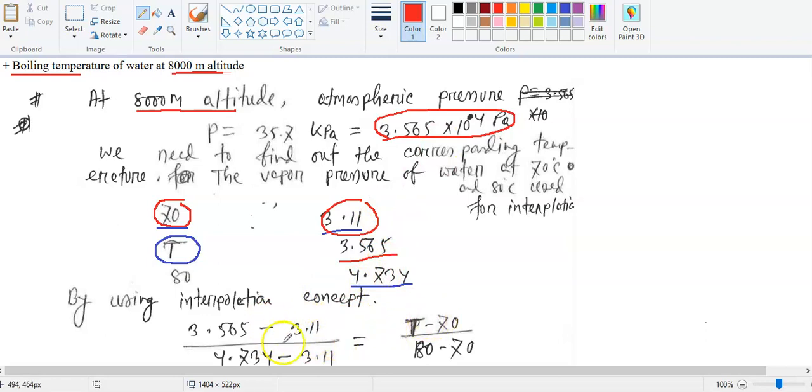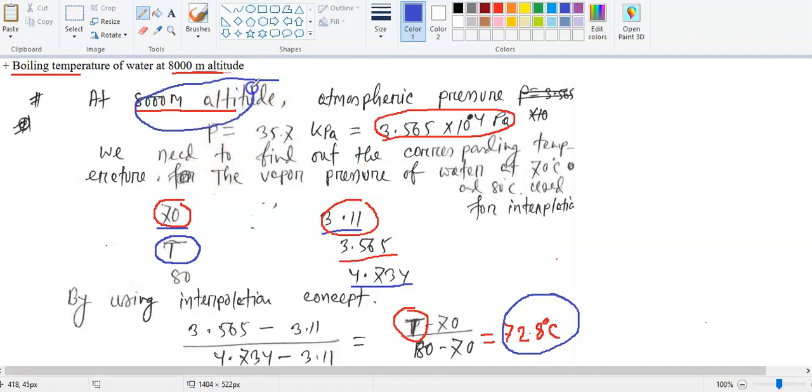So now you see we already got these relations between the left and right hand side. Now we need to simplify this. You see all are constant values except this one, the unknown variable. If we simplify, we'll get the temperature T, which will be 72.8. So this temperature is 72.8 degrees centigrade. That's the value we got. This is the boiling temperature at 8,000 meter of altitude. So I believe you got it, why I use 70 and 80 degrees centigrade temperature.